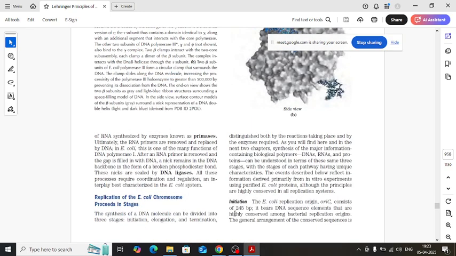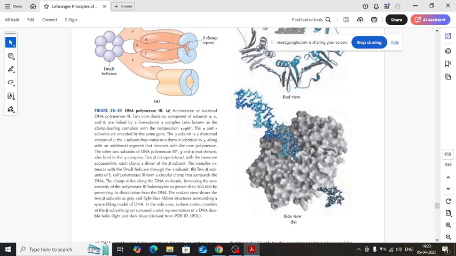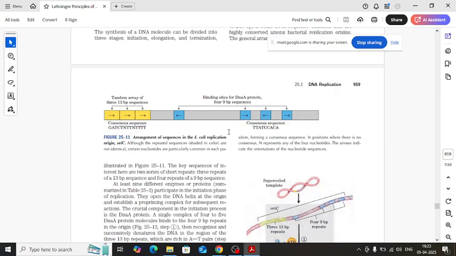So this is a PDB structure, a crystallography structure, of a DNA polymerase which is bound with the DNA.